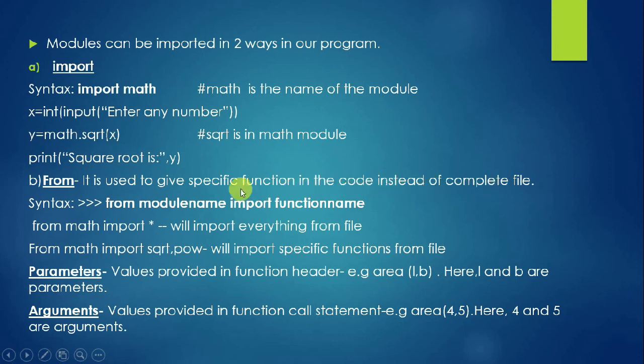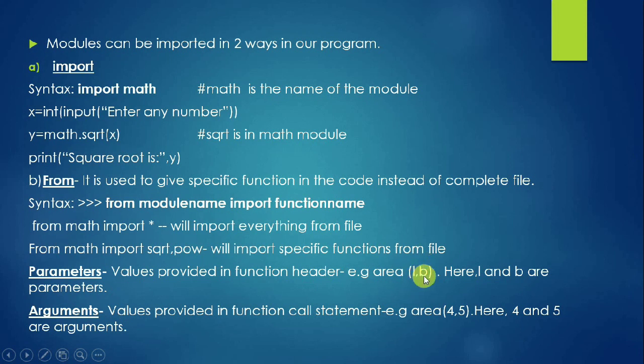From can also be used. It is used to import a specific function in the code instead of a complete file. But if we want to take the complete file, then we need to specify the star sign. From is a keyword, math is a module, import is a keyword, and star will import everything from the file or the module. From math import sqrt, pow: the square root and power are the two functions which are taken from the module math. So either we can take all or we can take any particular one or more than one function.